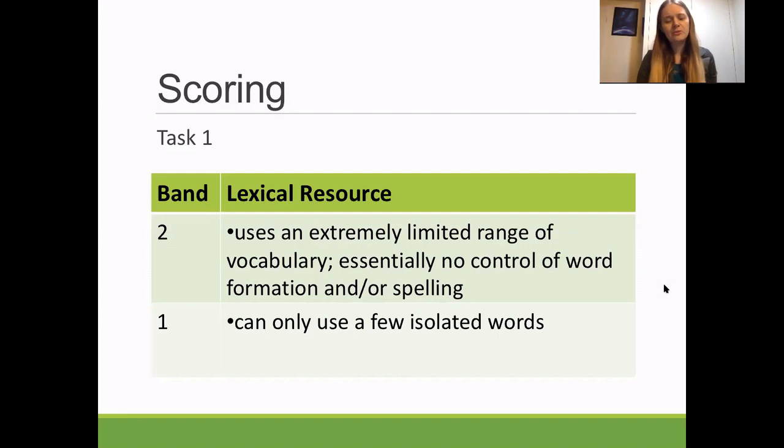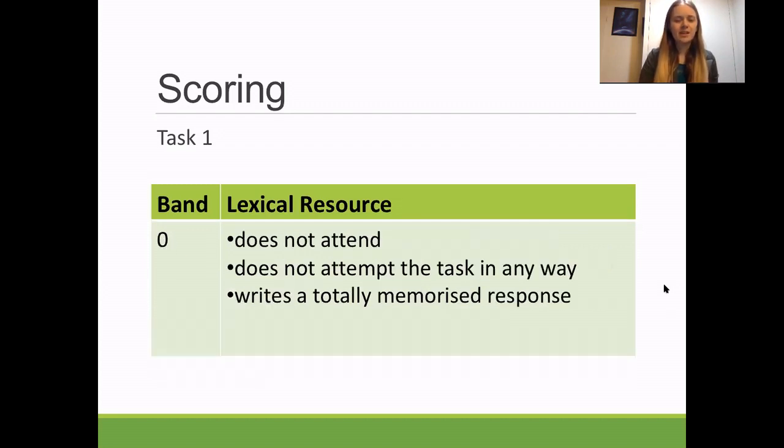For a score of 2, you would be extremely limited in your range of vocabulary. You have no control of word formation or spelling. And a score of 1, you can just use a few isolated words, so you're not really able to communicate your ideas. And of course, for a score of 0, you would have to not attend, not attempt the task, or write a completely memorized response.